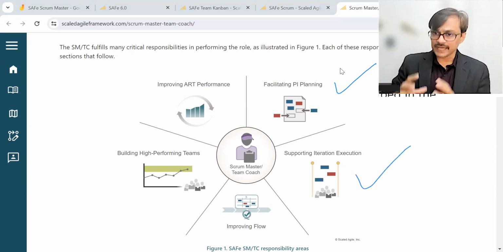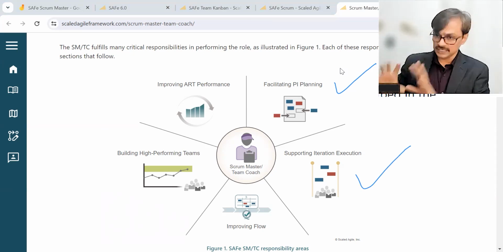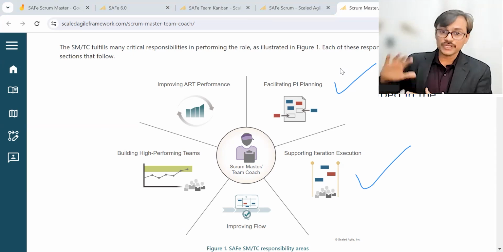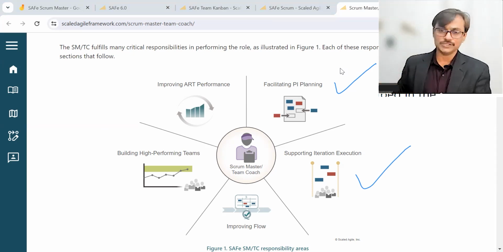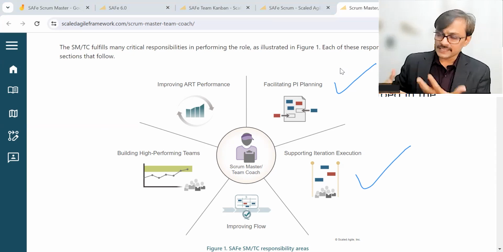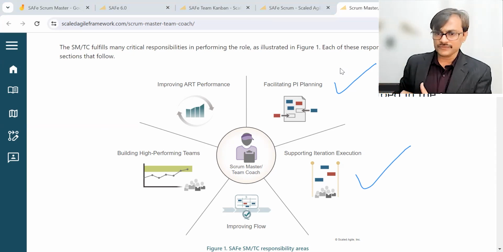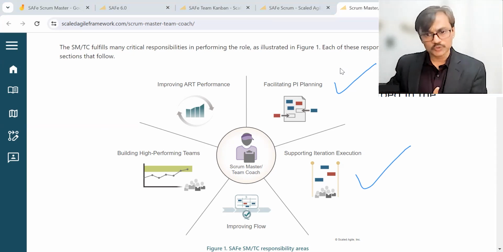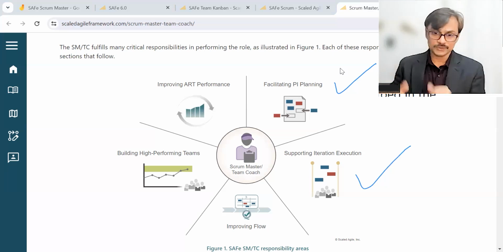Second, supporting iteration execution. That means facilitating various iteration ceremonies if needed, or the team can facilitate if I develop them. Ensuring continuous transparency, I need to do that. I need to ensure that dependencies and other impediments, if they come in between, get resolved. So I work as a supportive servant leader to support my two-week iteration execution.